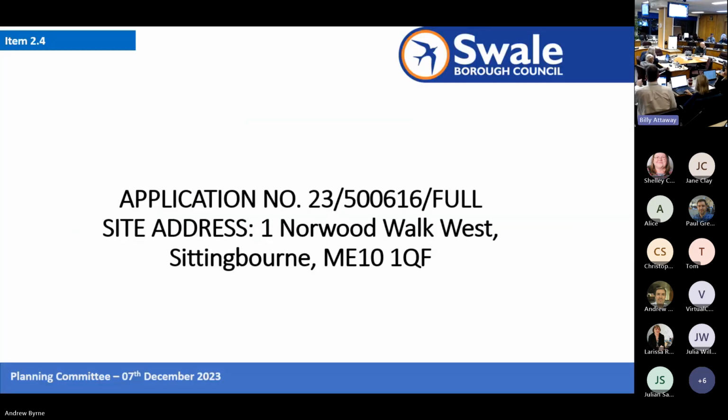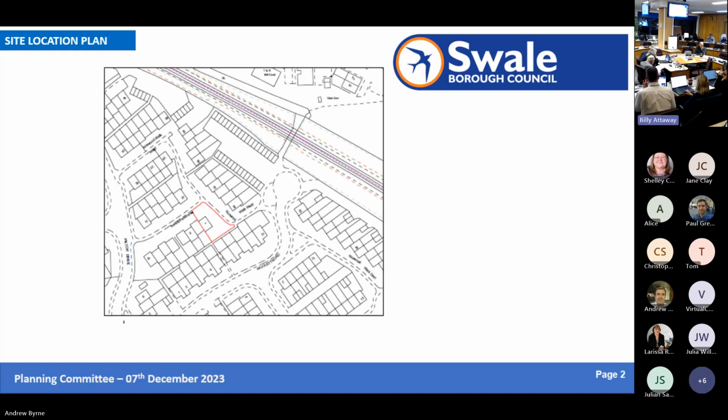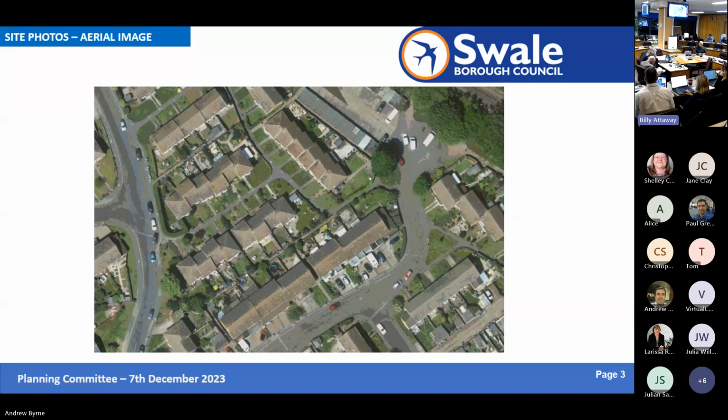Right, here we go. So this is an application for a two-storey side extension to a property at number 1 Norwood Walk West, which is within the built confines of Sittingbourne. It's a site location plan, so members can see it is currently an end of terrace property surrounded by other residential properties. The house is currently in use as a house in multiple occupation, and I just draw members' attention to paragraph 7.6 of the report, which sets out that use as a HMO, or a small HMO, I should say, does not require planning permission. If you've changed that use from a single dwelling to a small HMO, that's permitted development, essentially.